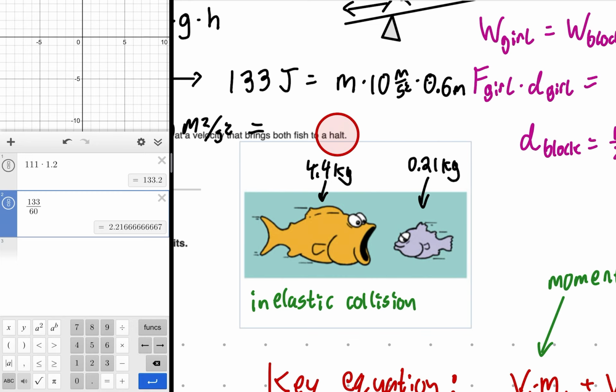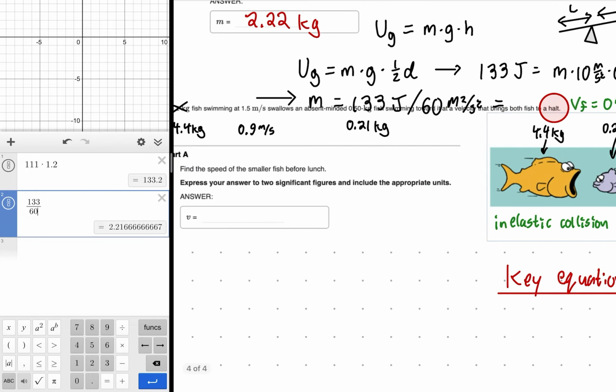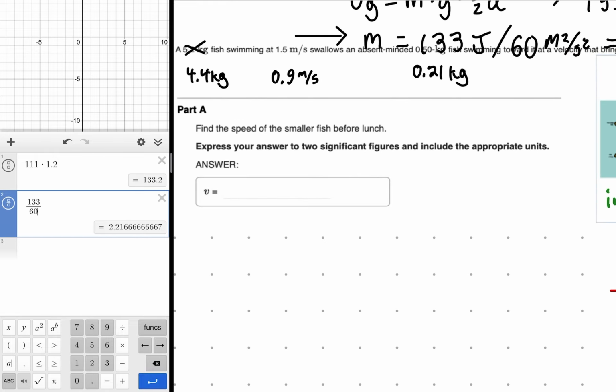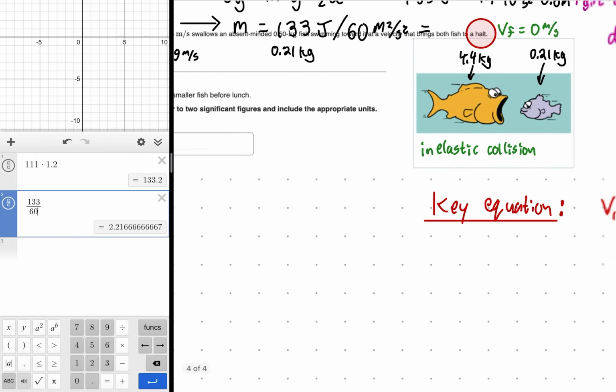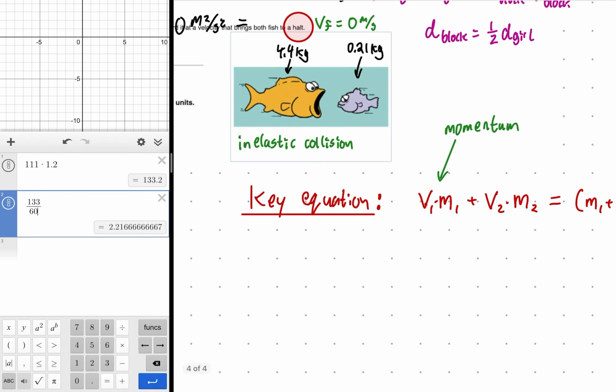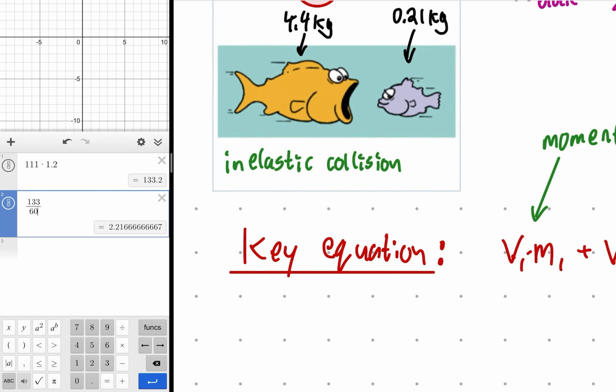That tells us that V final, put over here in green so you separate it from the information in the problem above, is 0 because that's what it means. It finishes at rest. Okay. So I think we're all good to actually plug things in now. We're going to take our 3 known values and find our 1 missing value. Because what we don't know is how fast the absent-minded lighter fish was swimming before it got swallowed.